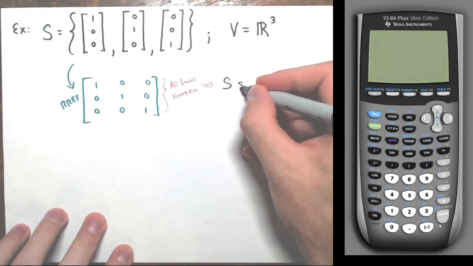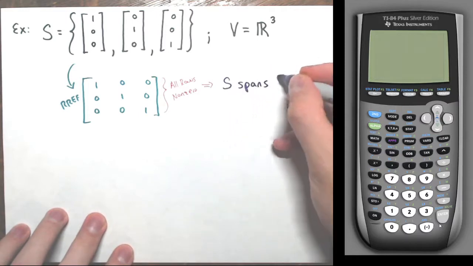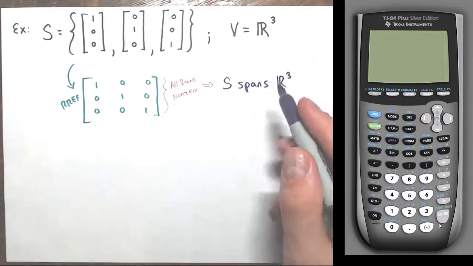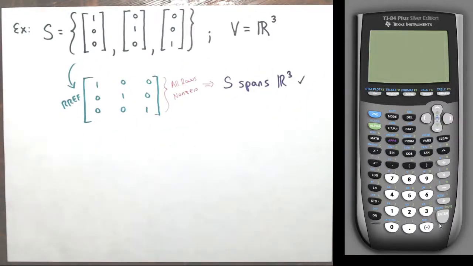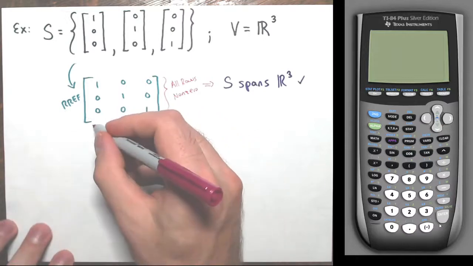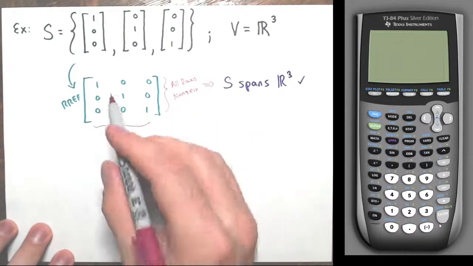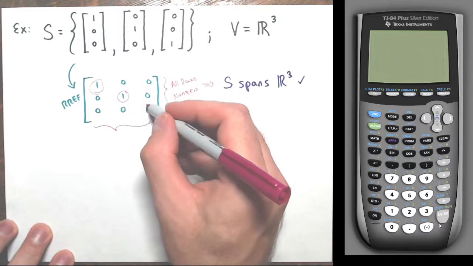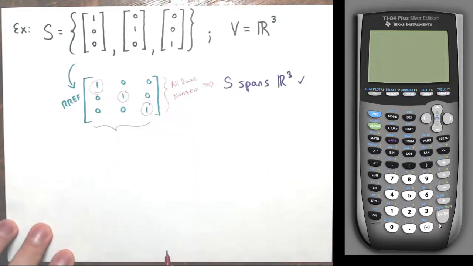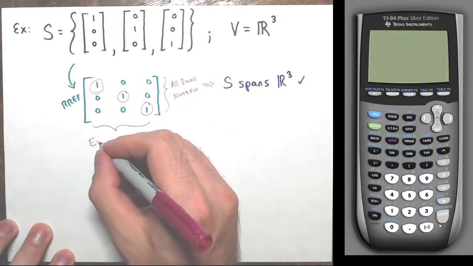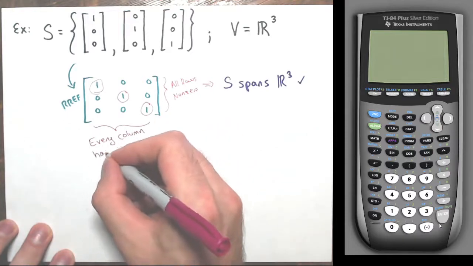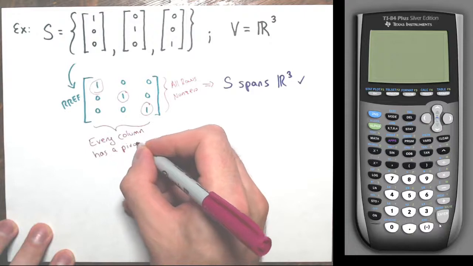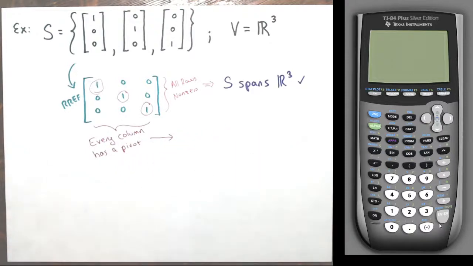So S spans R3. Every vector in R3 can be written as a linear combination of these 3 vectors. Check. And then looking at the columns in reduced echelon form, every column has a pivot, has one of these leading ones in the rows. So every column has a pivot, telling me that these vectors are independent.